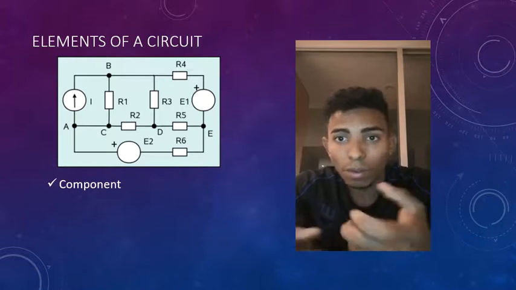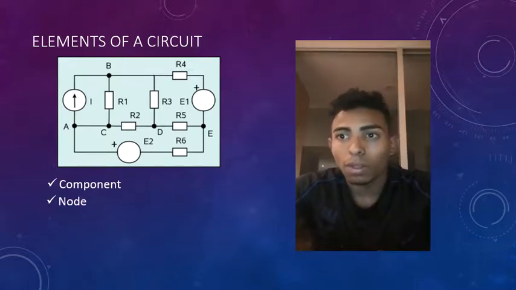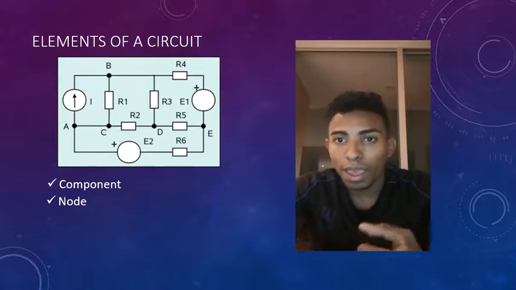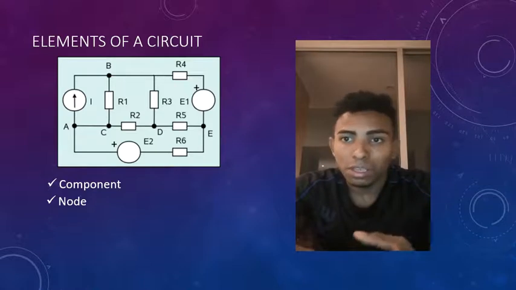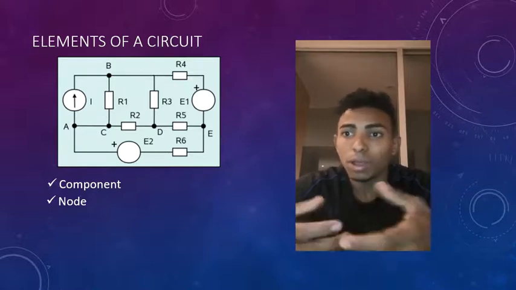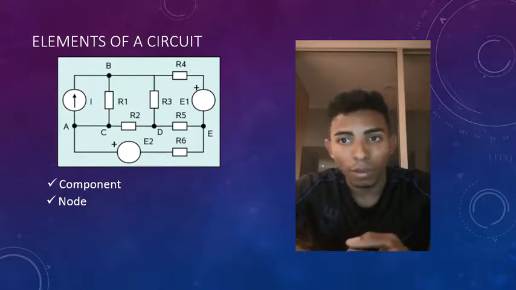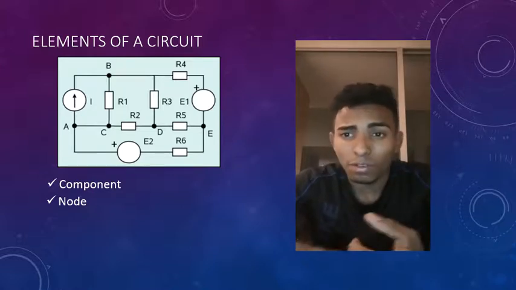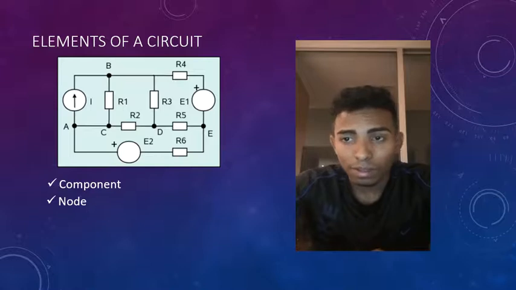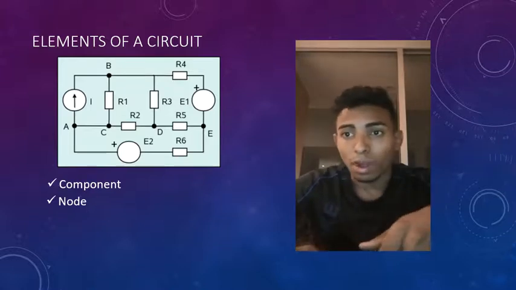Two, node: a point of a circuit where more than two conductors connect. A, B, C, D are nodes. C is not considered a node because it can be considered the same node as A, since there is no potential difference between them, having voltage 0.